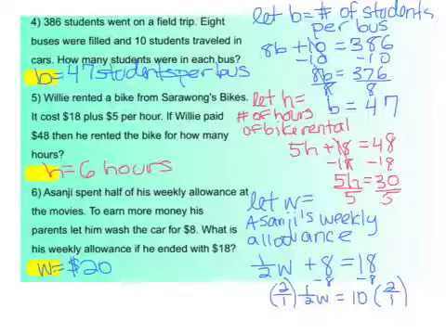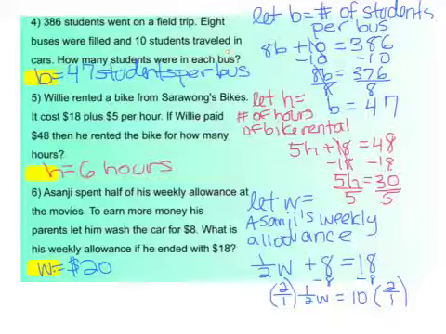Okay, so looking at number 4. This is very similar to the first problem we did together on the other page of notes. 386 students went on a field trip. 8 buses were filled and 10 students traveled in cars. How many students were on each bus?